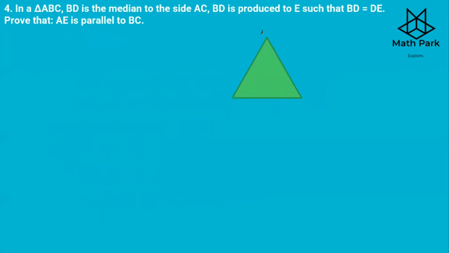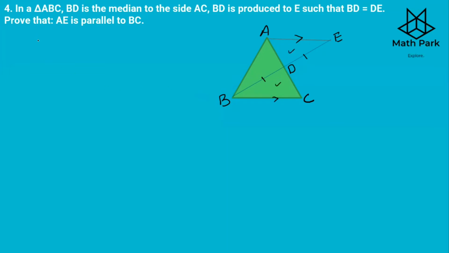In triangle ABC, let us take triangle ABC. You have AD is a median. In triangle ABC, BD is a median, and BD is produced to E such that BD is equal to DE. These two parts are equal, and you have to prove AE is parallel to BC. This is what you have to prove. Okay. So for that, we will have to prove these two triangles congruent.